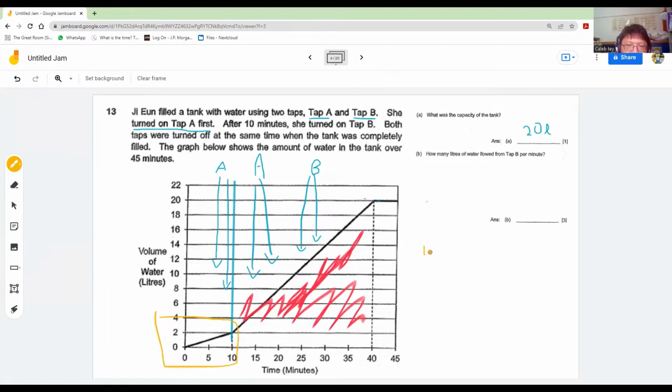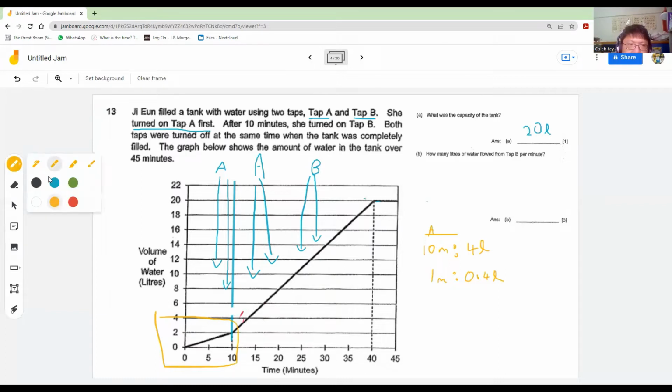A in 10 minutes gave 4 liters of water. So what that means is in 1 minute, it will have given 0.4 liters. Okay. After we are done with that, we should look at a portion that has both A and B.